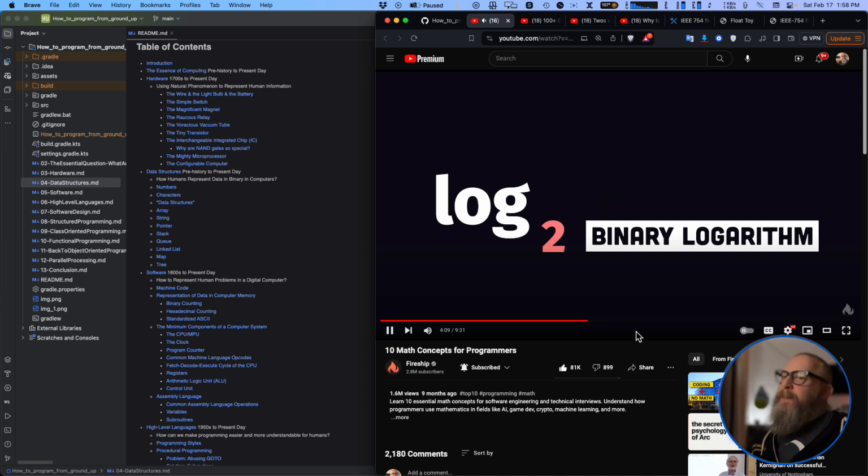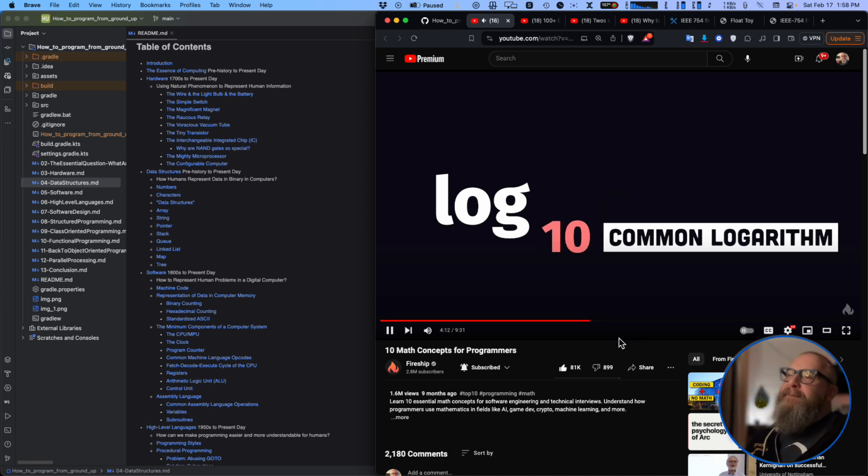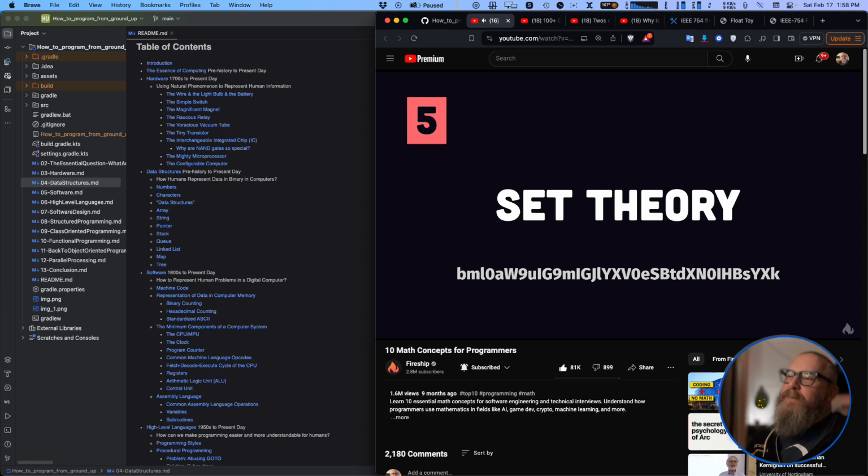With base 2, it's called a binary logarithm. However, in math, it's more common to use base 10, which is called the common logarithm. That'll come in handy, but now let's shift gears to set theory.